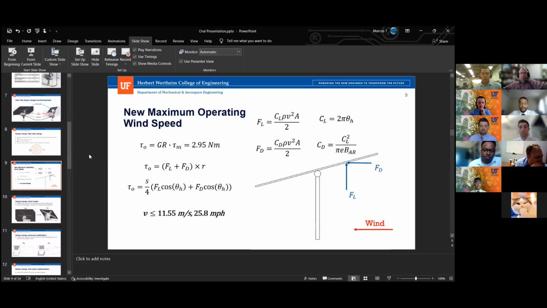Yeah, so the first tau not equal to GR times tau M. What does that mean? That was the holding torque of the motors multiplied by the gear ratio. Why you use tau as a torque?